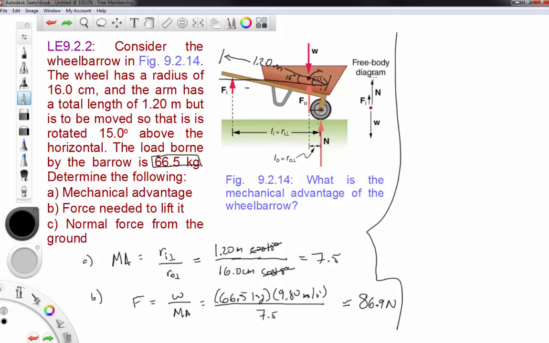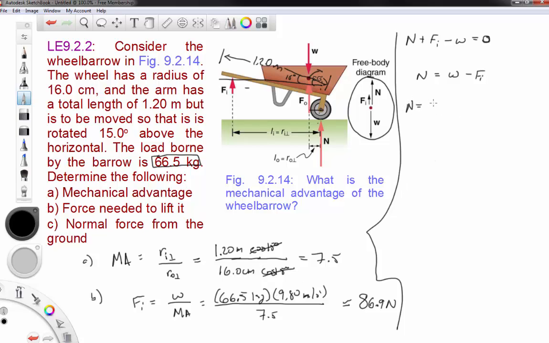The normal force from the ground can be found using our free body diagram and Newton's first law. Basically, what we have is that the normal force plus the force that's being applied to the handle minus the weight of the wheelbarrow should be equal to 0. And so the normal force should be whatever is the weight minus whatever is the applied force. So this applied force is what we found in the previous part. The weight, of course, is that 652 newton number that I mentioned, 66.5 times 9.80.